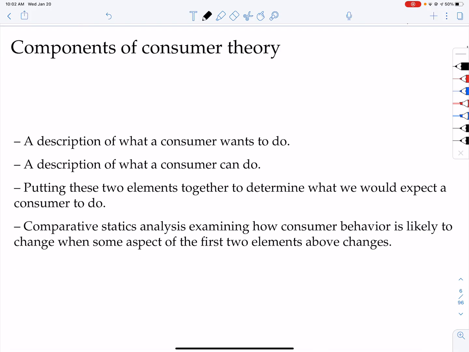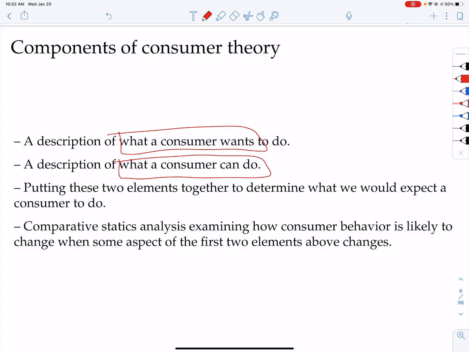All right. So consumer theory. I can roughly divide the consumer's optimization problem into two parts. The first is what a consumer wants, and the second is what a consumer can do. These two are very distinctive things, right?